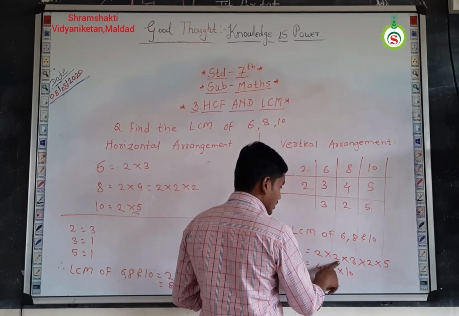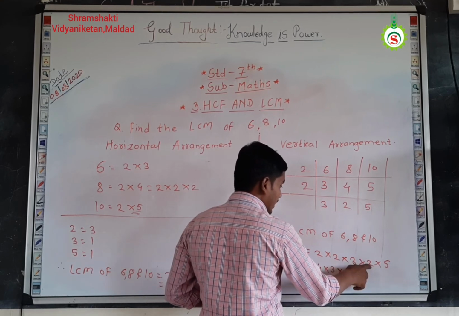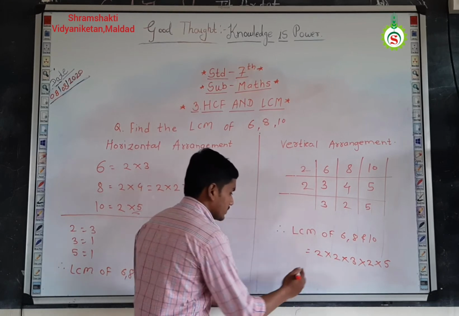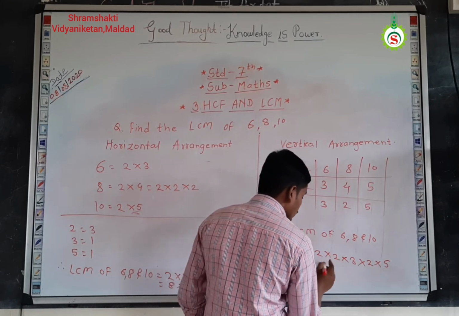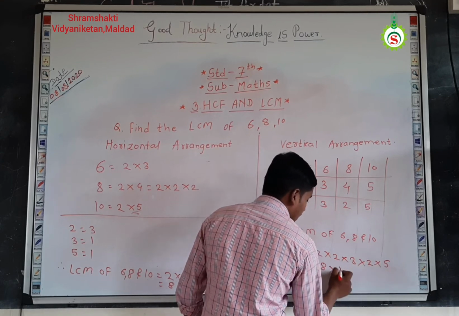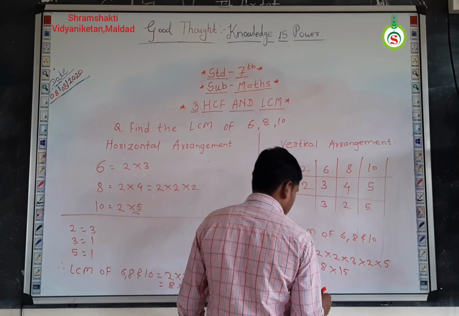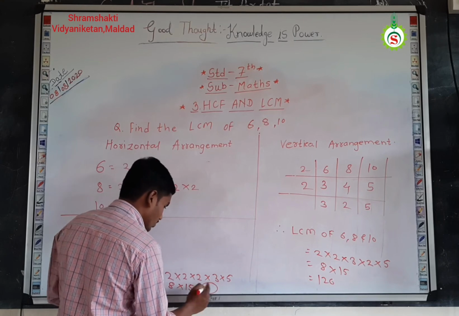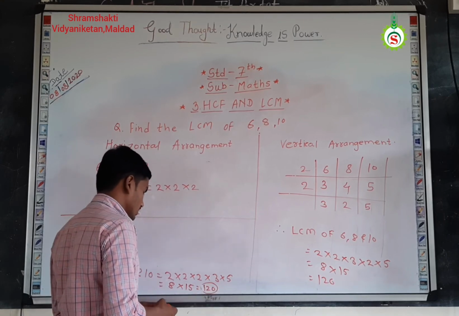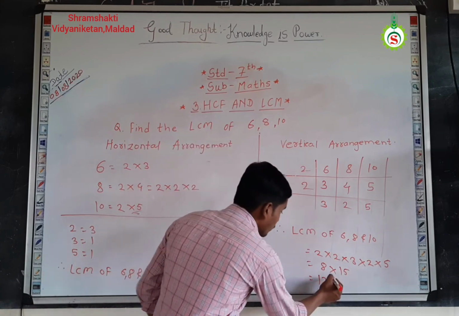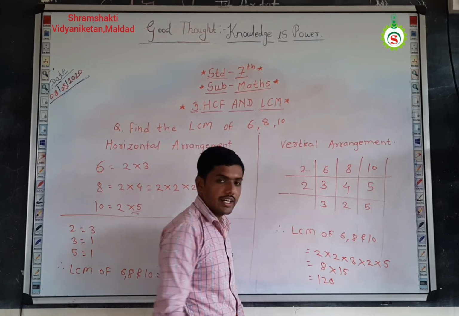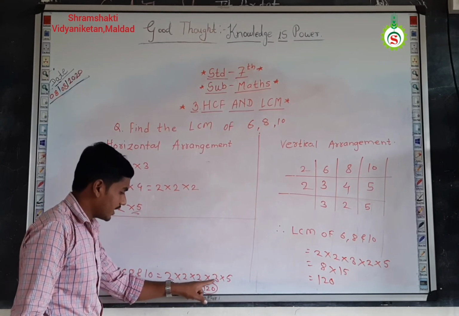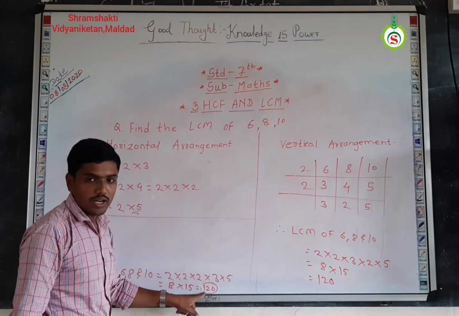2 2s are 4. 4 2s are 8. Okay. So we will take 2 2s are 4, 4 2s are 8, and 3 5s are 15. Sorry, the answer will be 120, not 200. Okay. So 15 8s are 120. And here also 2 2s are 4, 4 2s are 8, and 3 5s are 15. So 15 8s are 120.